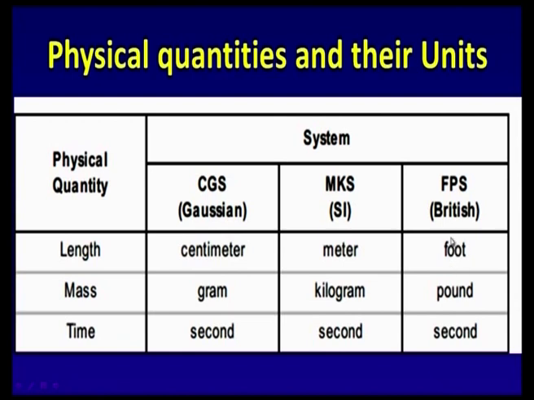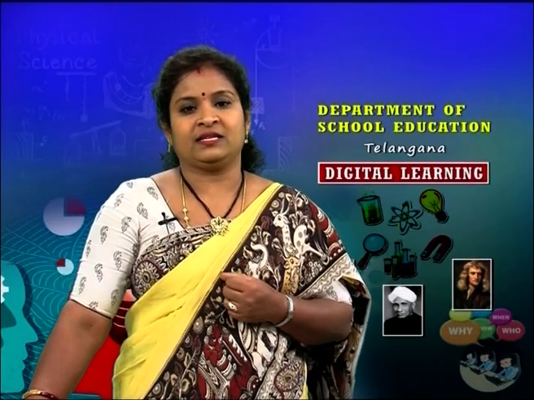We have seen what is foot. Now mass. The unit of measurement of mass in CGS system is gram. In MKS system it is kilogram. And in FPS system it is pound. So how are you going to measure mass? By an instrument called a common balance or spring balance.